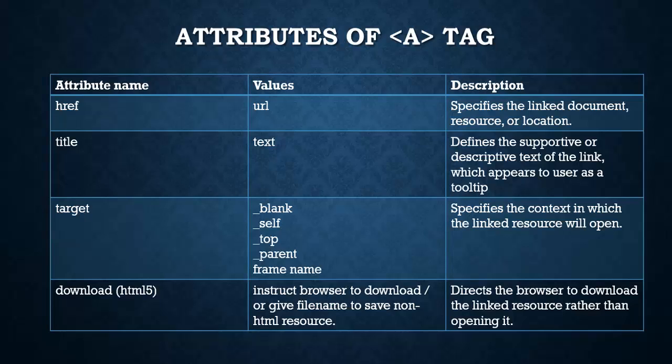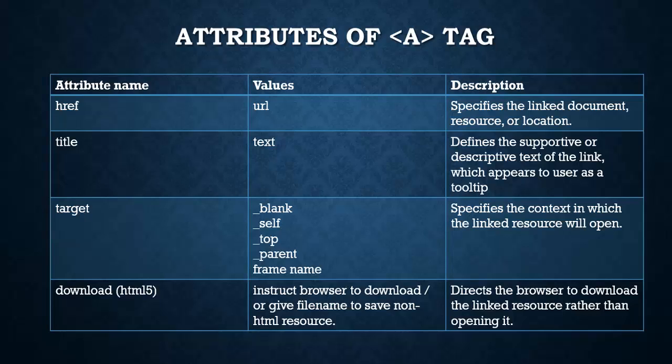For example, if you are linking a Word file, audio file, or video file, then sometimes you have seen that they ask with a pop-up to save this file or open it with any application software that is installed on your machine. If you specify the download attribute in the link, then the resource will be directly downloaded. The second use of the download attribute is that you can specify the name of the file, with the name it should be downloaded as.